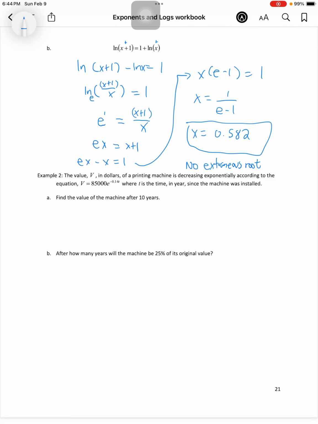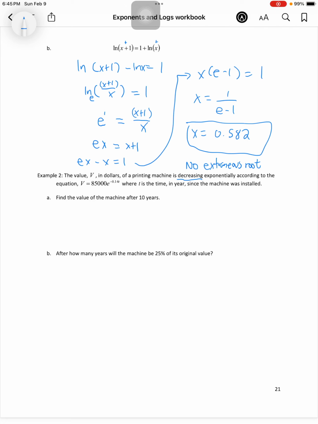And that's it. So now we're going to get to everyone's favorite, word problems. So here, I just want to break down what are key things you should look at for word problems, and what do they represent. So here, the value of v in dollars of a printing machine is decreasing. So decreasing, keyword, exponentially, according to the equation v equals 85,000 e to the power of negative 0.14t, where t is the time in years since the machine was installed.